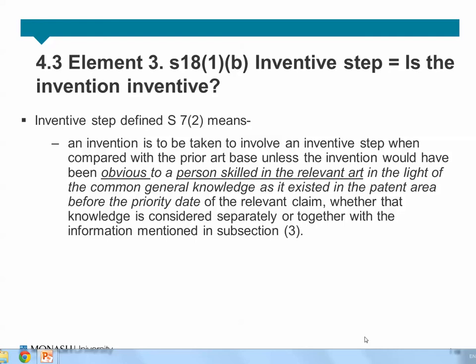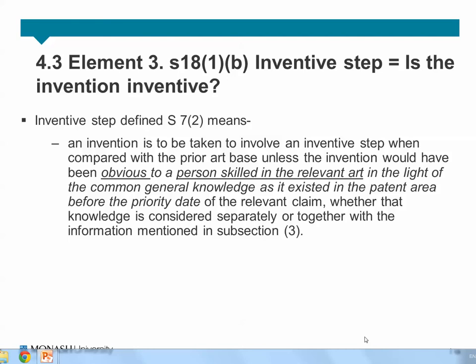Welcome back. We're now going to look at the third element for patenting. This involves the requirement that a patent, or that the patented subject matter, must involve an inventive step. This answers the question, is the invention inventive?